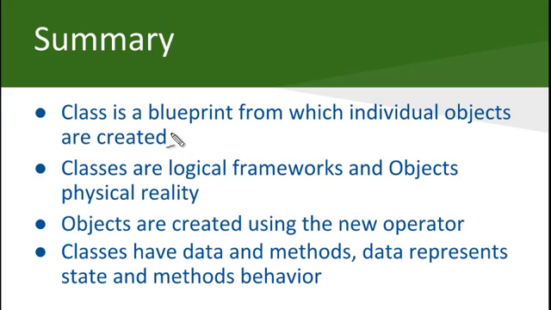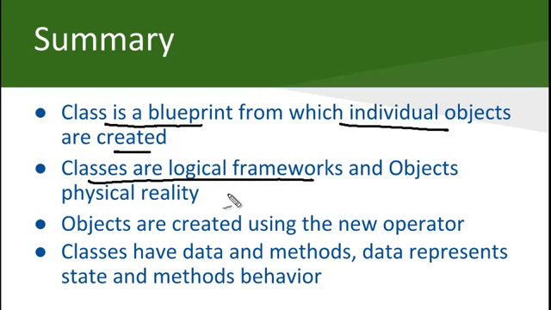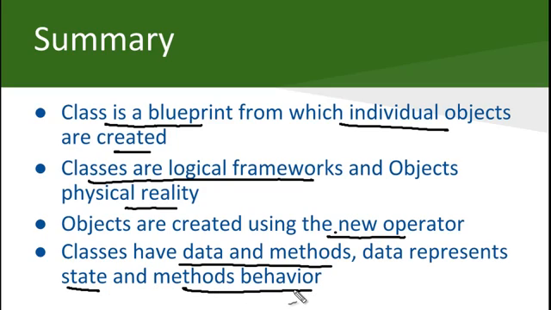Let us now summarize what we have learned so far. A class is a blueprint from which individual objects are created. But classes are just logical frameworks. The physical reality are objects, and these are created using the new operator. And classes have data and methods both. Data or the fields represent the states, and methods represent the behavior.